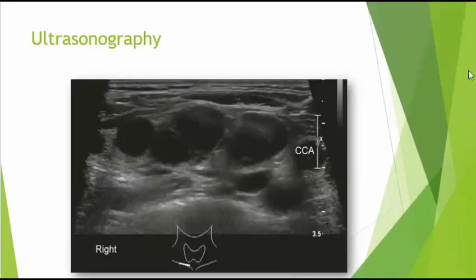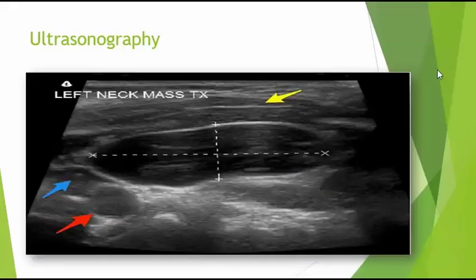Ultrasonography is used in the diagnosis of lymph node enlargement. As you can see here, we have multiple lymph node enlargement in the supraclavicular region of the neck. Ultrasonography is used for detection of masses in the neck. Here, a patient comes to the clinic with a mass in the left neck. After ultrasonography, the mass appears to be a cystic lesion. It was later on defined as branchial cleft cyst.